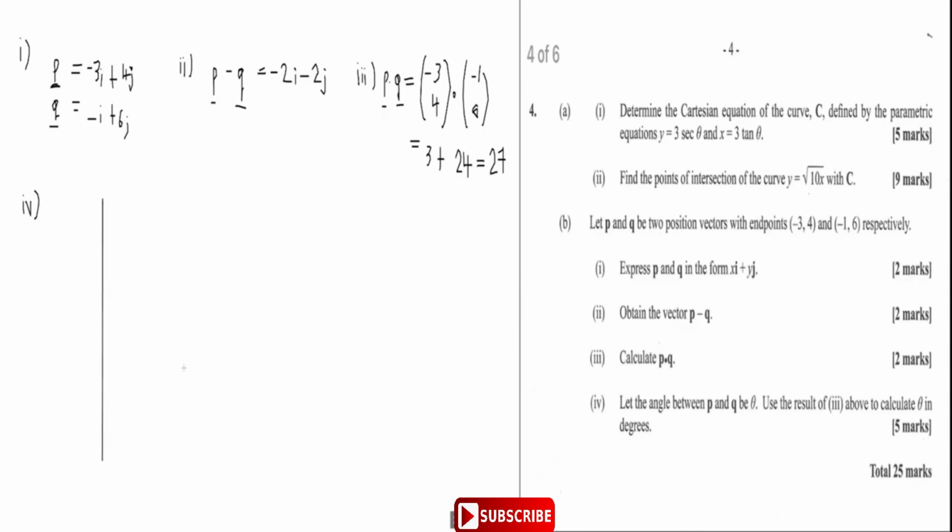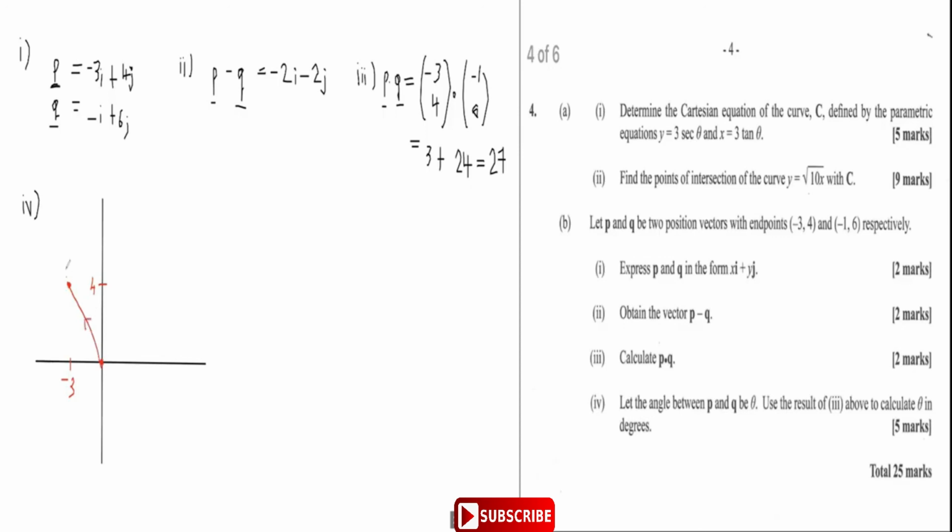I love to put a diagrammatic sketch. I like to go from the origin. The origin is 0, 0. Now vector p is minus 3, 4. Negative 3 is here, so positive 4 is somewhere up here. This is vector p, that's vector OP.